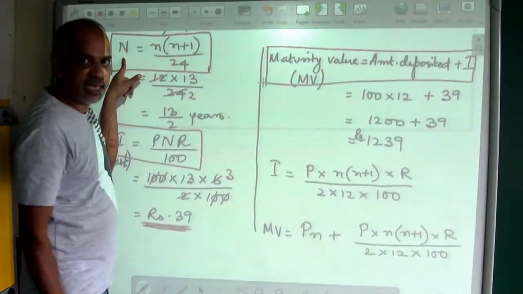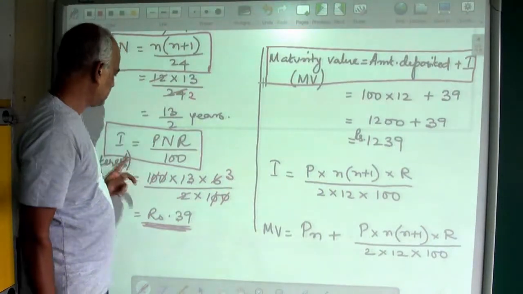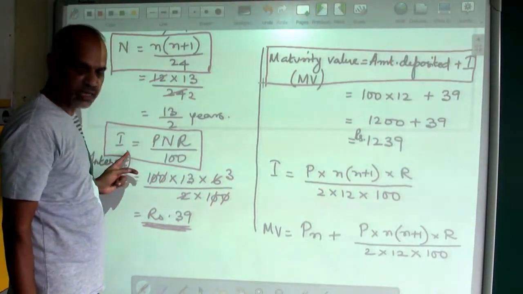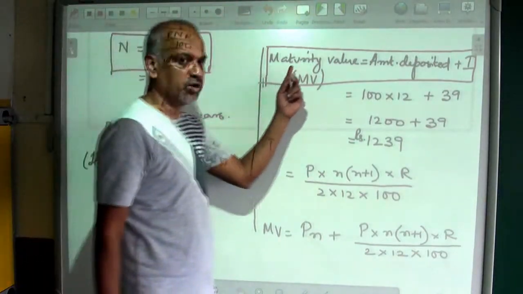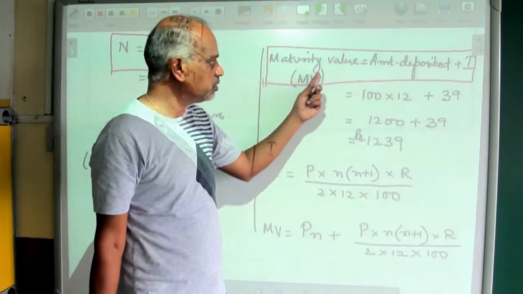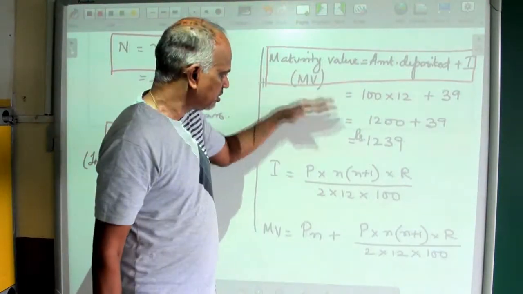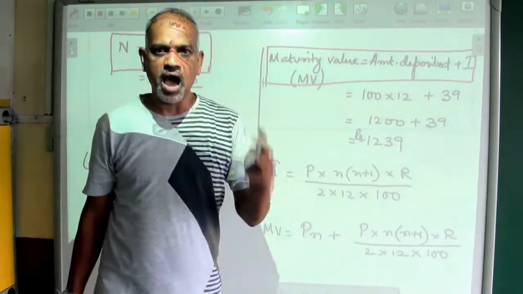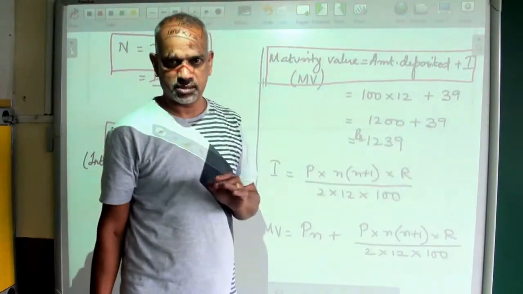First one was capital N is small n times n plus 1 by 24. Second one was interest I is equal to PNR by 100. And third one that you are going to calculate is the maturity value, which is amount deposited plus interest. So the total amount that you will be getting after 1 year will be rupees 1239.